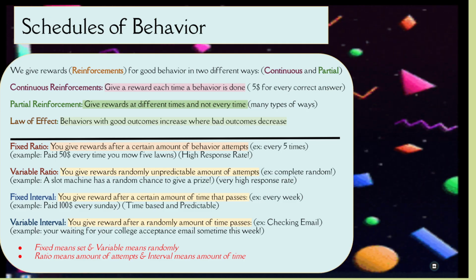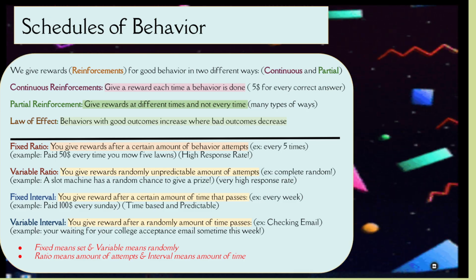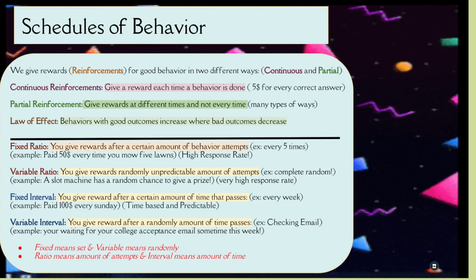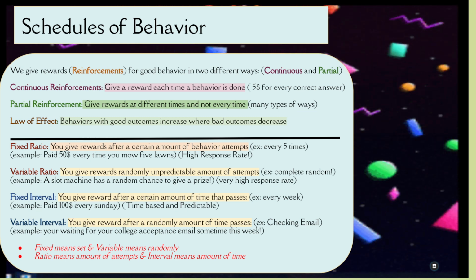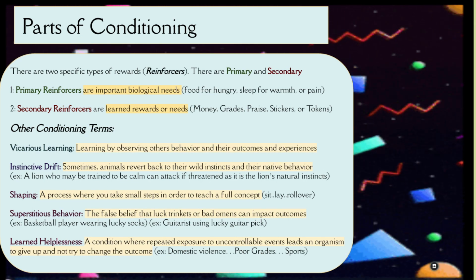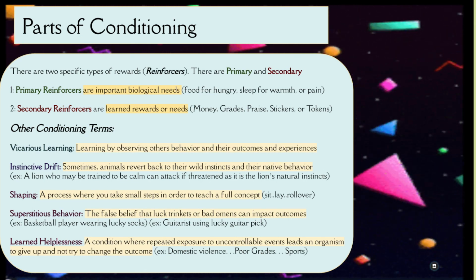Think of variables as random, fixed as a set amount, ratios as doing the behavior attempts, intervals as time going by. All right, we are almost done here. I believe that this is our last one.